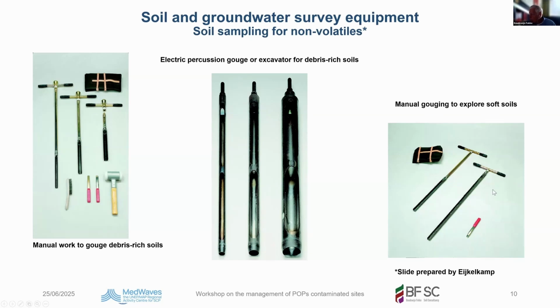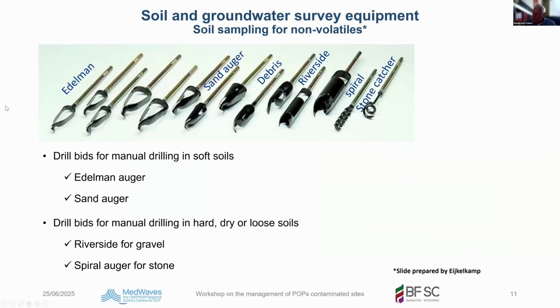And here is your knife. You just press it down manually and you get the profile in this Gorg, and with your knife you can take it out. These are augers. The Edelman auger can be used for soft soil. Then you have sand augers used for sand.